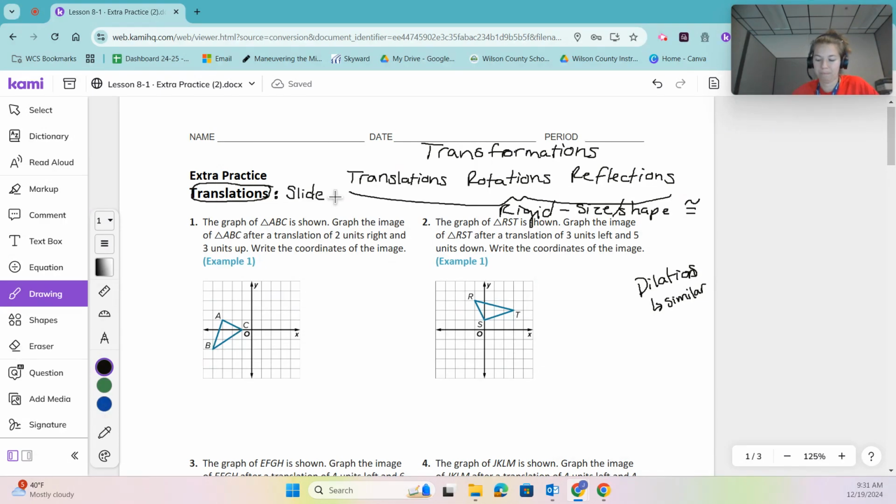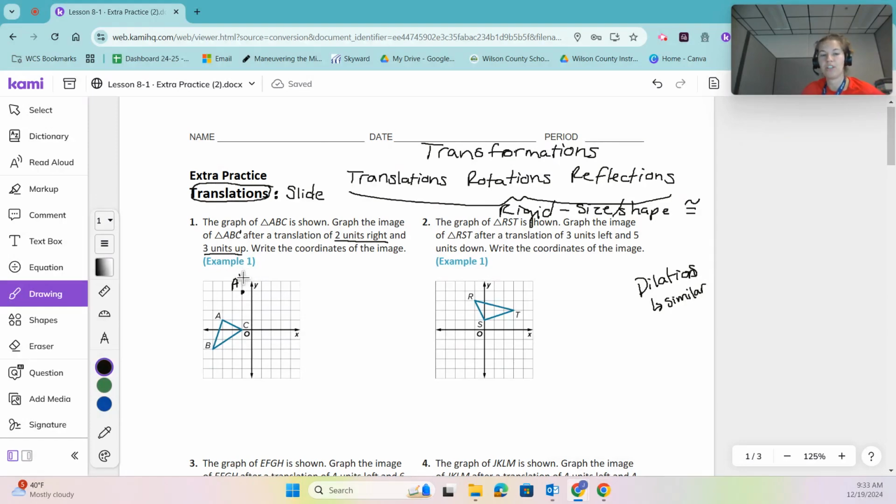So let's take a look here in number one, the graph of a triangle ABC, and you can see it's labeled here A, B, C. Graph the image of ABC after a translation of 2 units right and 3 units up. What that means is we are going to take each one of these points and slide it 2 units to the right and 3 units up. I'm going to move A 2 units to the right, 1, 2, and 3 units up, 1, 2, 3. And I'm going to label that A prime.